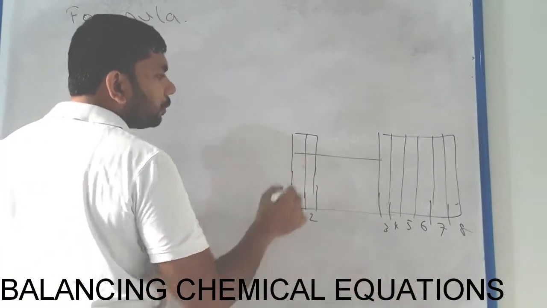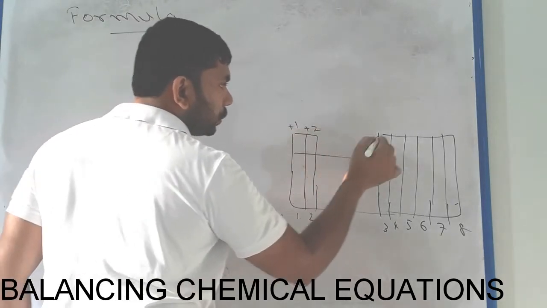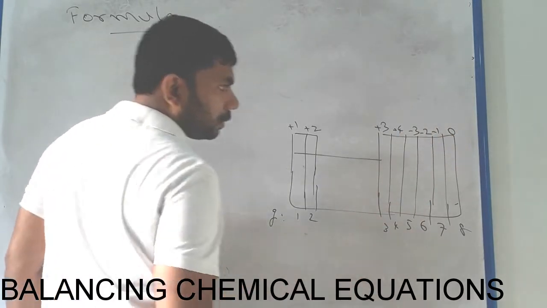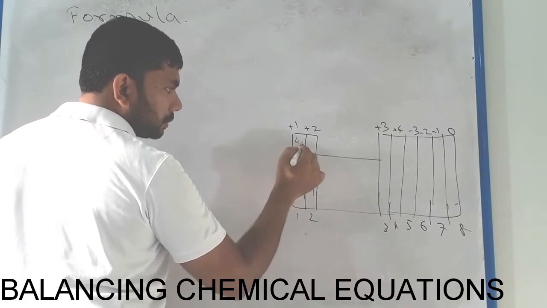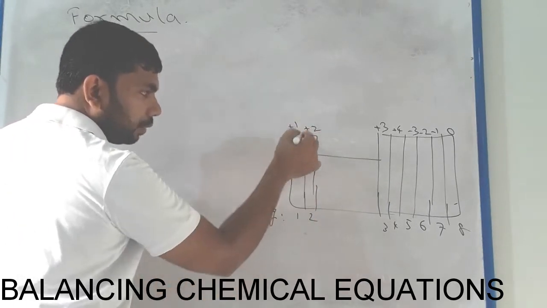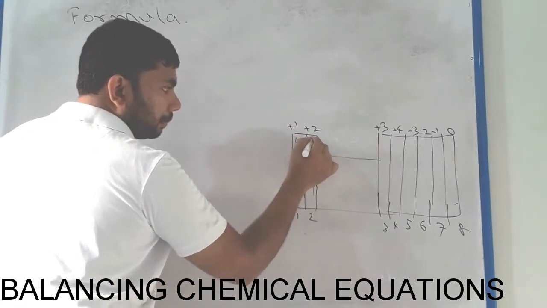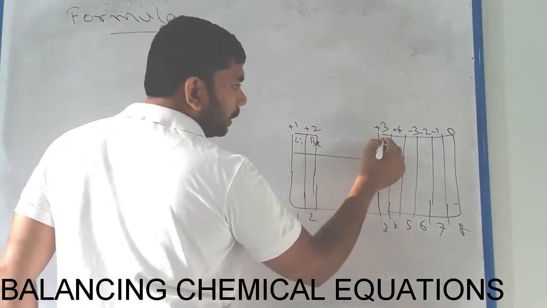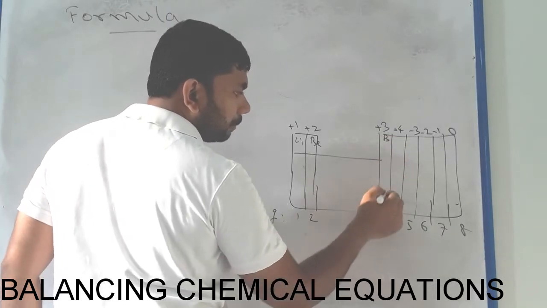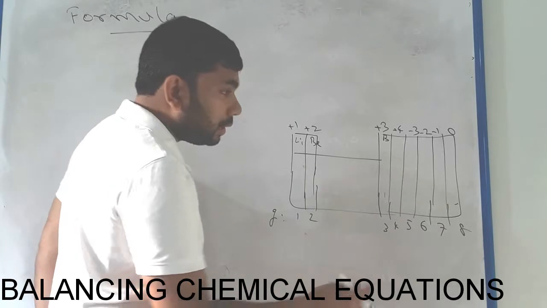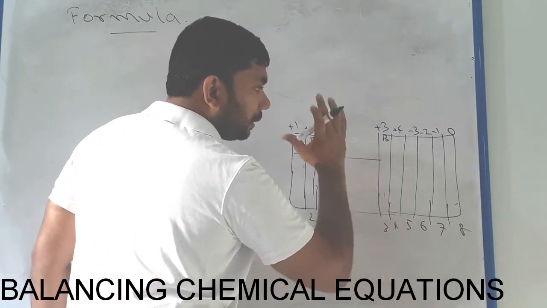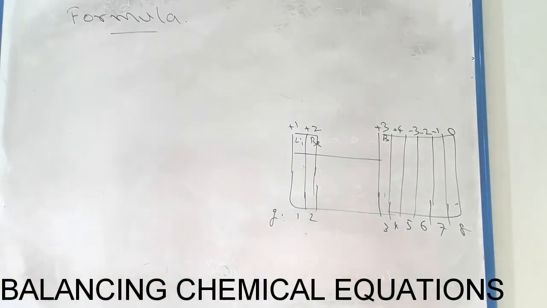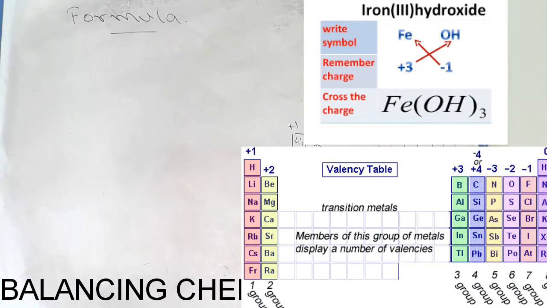Here you know group 1 elements have plus 1, then plus 2, plus 3, plus 4, then 0, minus 1, minus 2, minus 3. So there is lithium, sodium, potassium, rubidium, cesium, francium, all plus 1. Beryllium, magnesium, calcium, strontium, barium, radium, all plus 2. Boron, aluminium, gallium, indium, thallium, all plus 3. Clear? So you have to remember the charges of elements. Based on this we can make the formulas of compounds.